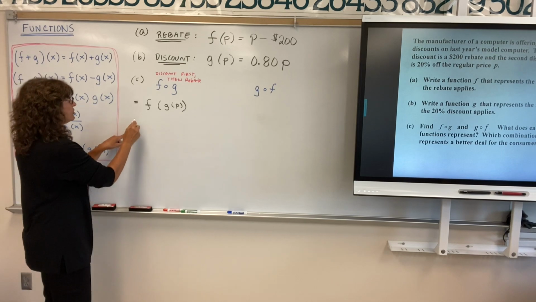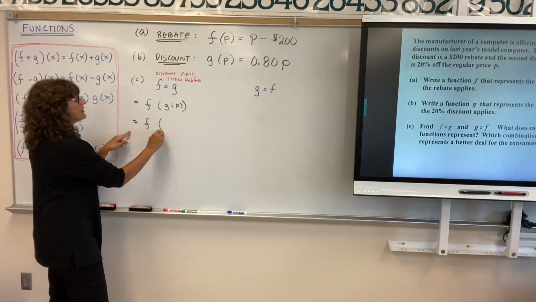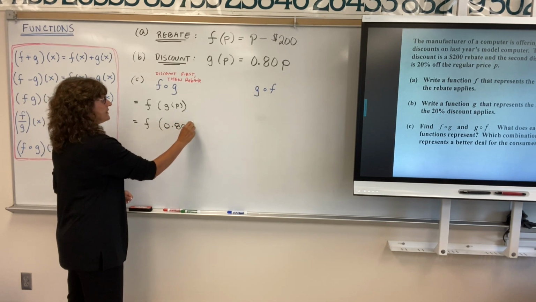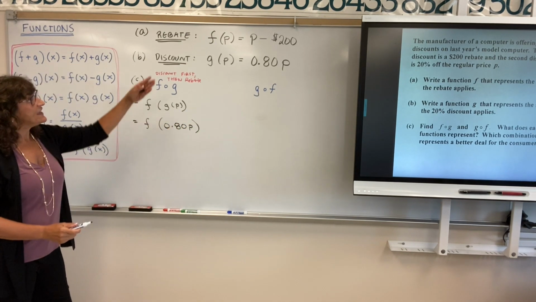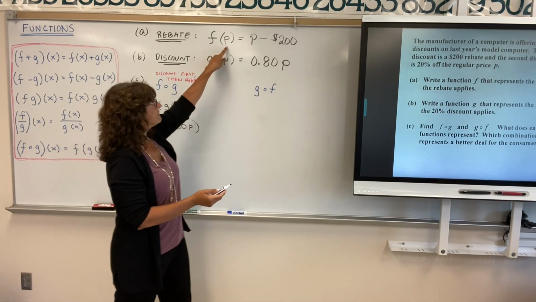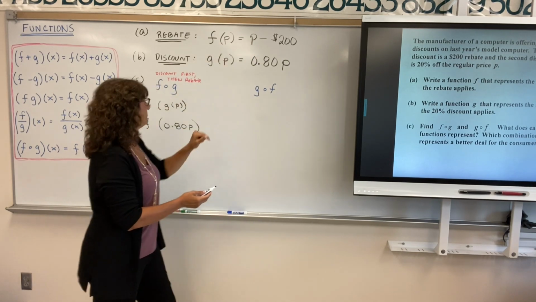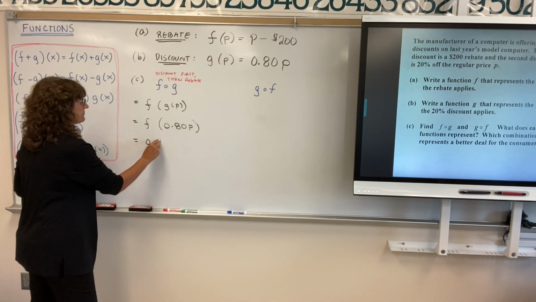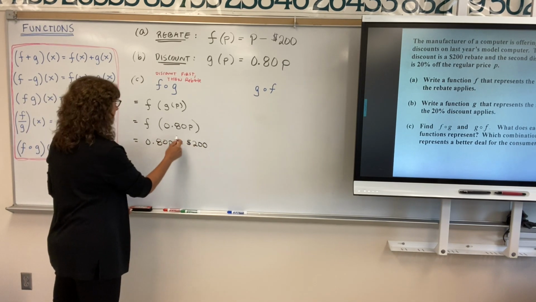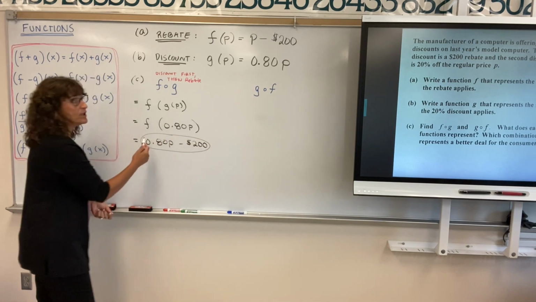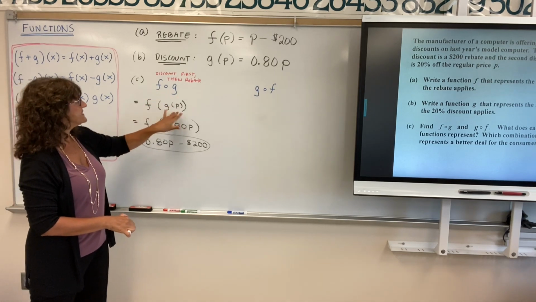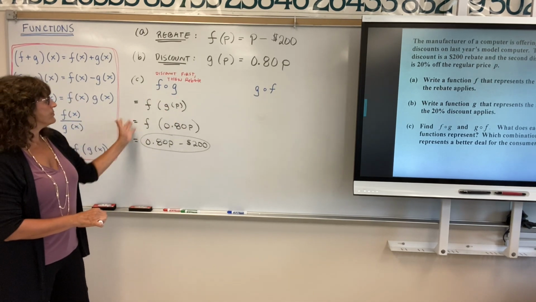All right, so let's go ahead and compute that. So you have F of G of P, so that's going to be 0.80 times P, all right? And now we're going to plug this into the F function. Remember how this works with variables: we replace the P with 0.80 P and then subtract $200. So this is the expression when you're dealing with the discount first, and then you're applying the rebate. We'll plug in numbers in a minute to see which one works better.